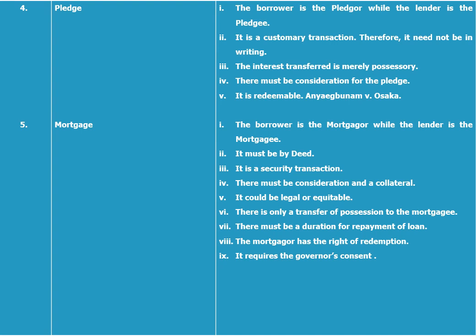Mortgage. The borrower is the mortgagor while the lender is the mortgagee. It must be by deed. It is a security transaction. There must be consideration and collateral. It could be legal or equitable. There is only a transfer of possession to the mortgagee. There must be a duration for repayment of the loan. The mortgagor has the right of redemption and it requires the governor's consent.